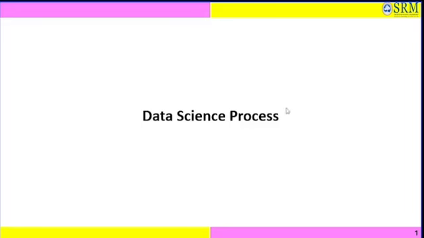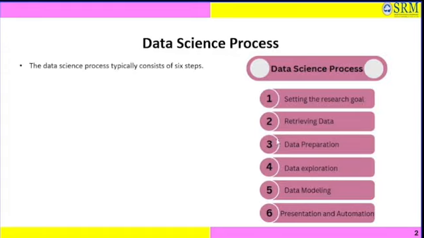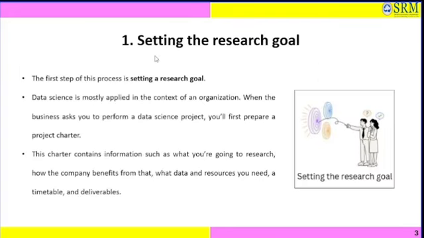Welcome to the session on data science process. The data science process typically consists of 6 steps such as setting the research goal, retrieving data, data preparation, data exploration, data modeling, and presentation and automation. We will discuss one by one.